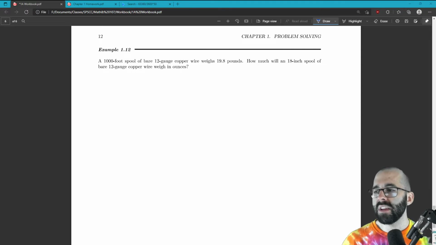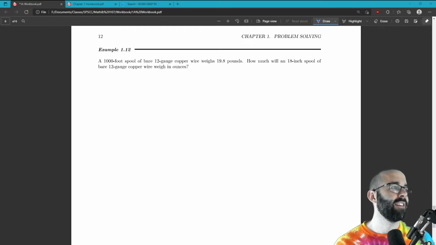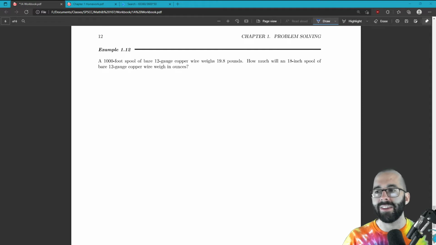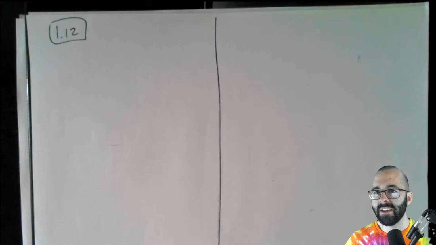One of the things that trips up a lot of people is when there are numbers in the problem that aren't mathematically relevant. The 12, it's a 12-gauge copper wire. That's the kind of wire it is, but we're not using 12 anywhere. It's just a description, like saying it's a red wire or a blue wire. It doesn't change the math here.